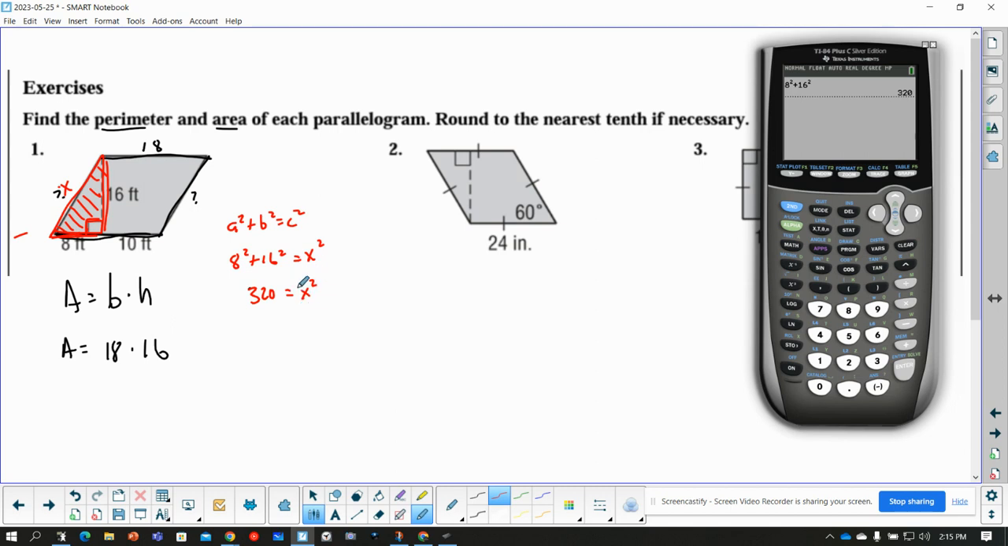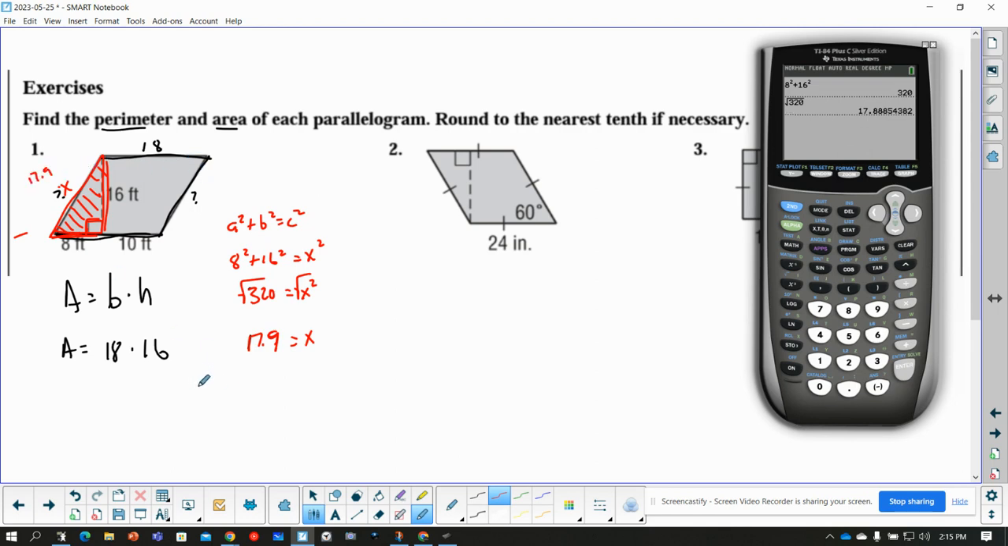Then to get rid of the squared, we're going to do the square root of both sides. So the square root of x squared is x. The square root of 320, I'll have to use my calculator for that. To get to the square root key, we hit the second key, and right above the x squared key, you see that little square root. We'll do 320. Hit enter, and 17.88. So if I round off, 17.9. Now I've got this missing side is 17.9.